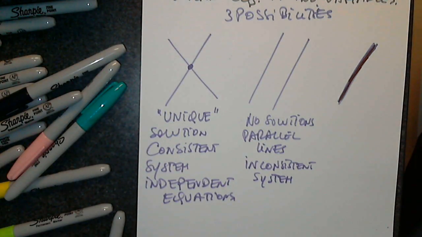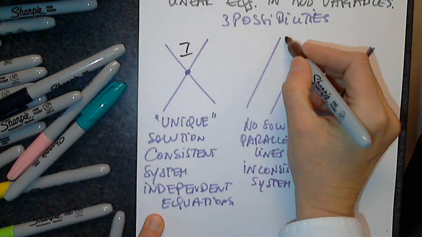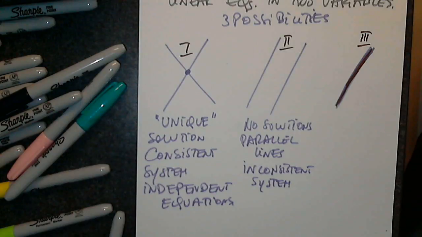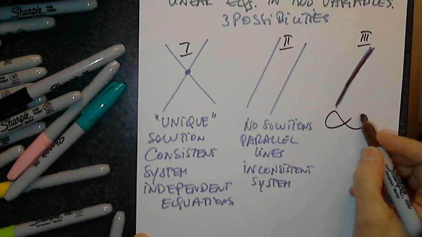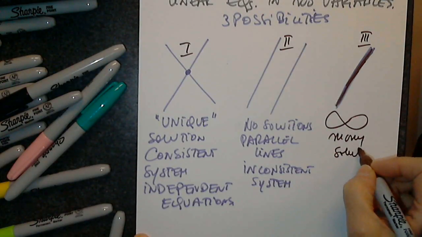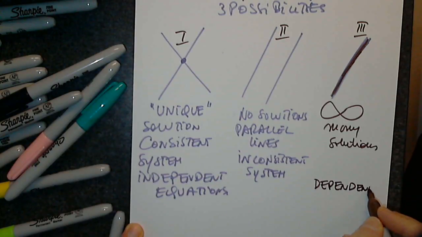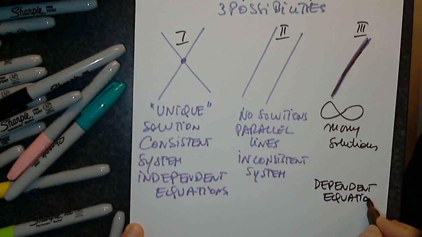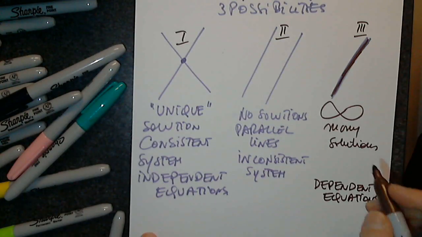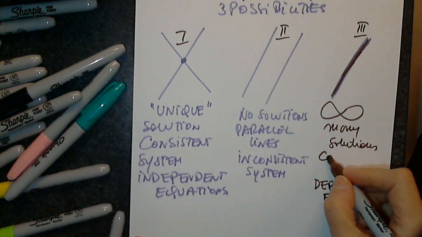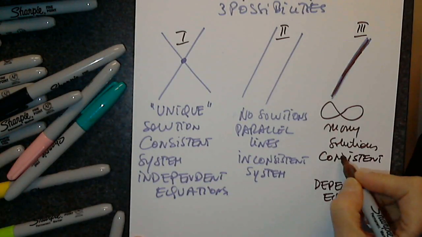How many solutions in the third option? So this is option 1, option 2, option 3. Third option, how many solutions? Infinitely many solutions. Dependent equations. Consistent or inconsistent system? Consistent. Of course, it has solutions. One or many, doesn't matter. Consistent system.